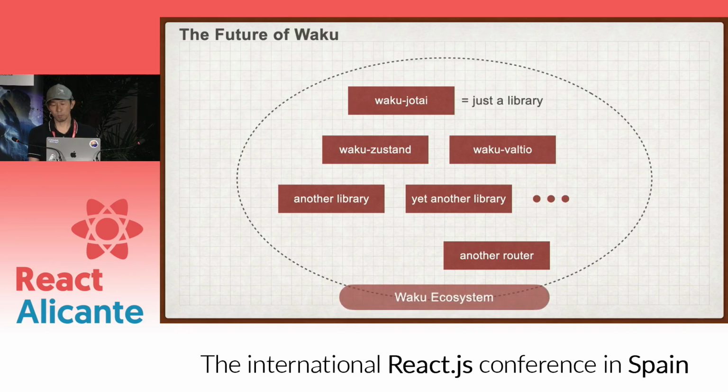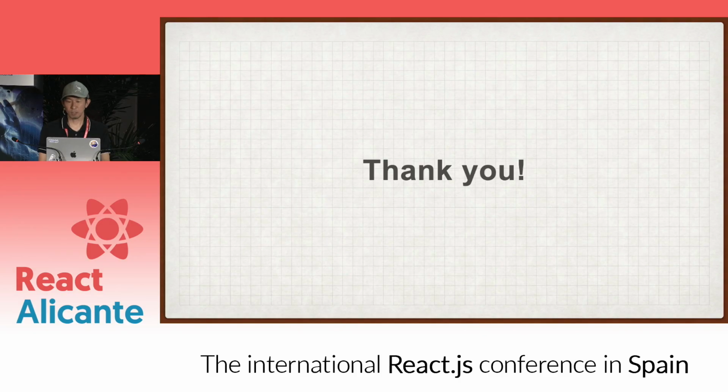We should be able to develop libraries for other state management tools like Zustand or Valtio. We could even have different routing libraries. That's the future I would like to see for Waku. It has been a long journey from a personal experiment to a community project. If you are interested, please try Waku and share your feedback. I'm excited to see what you build with it.